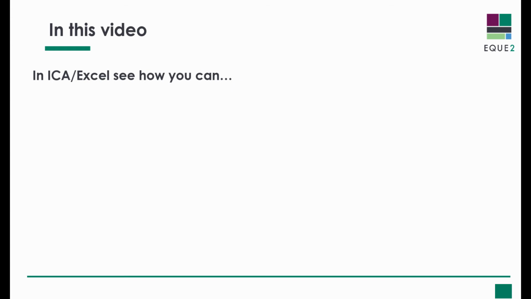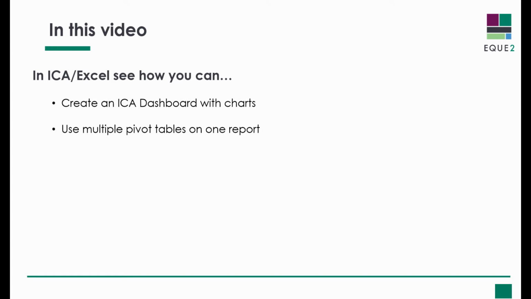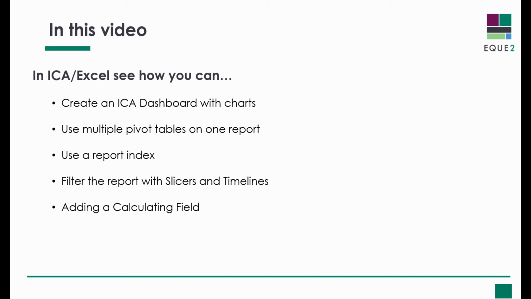The main areas covered will be starting a dashboard and adding data charts, using multiple pivot tables for our raw data, adding a report index to quickly navigate the report, filtering the report with slices and timelines, how to add a calculated field, linking cells back to pivot tables, and how to use conditional formatting.